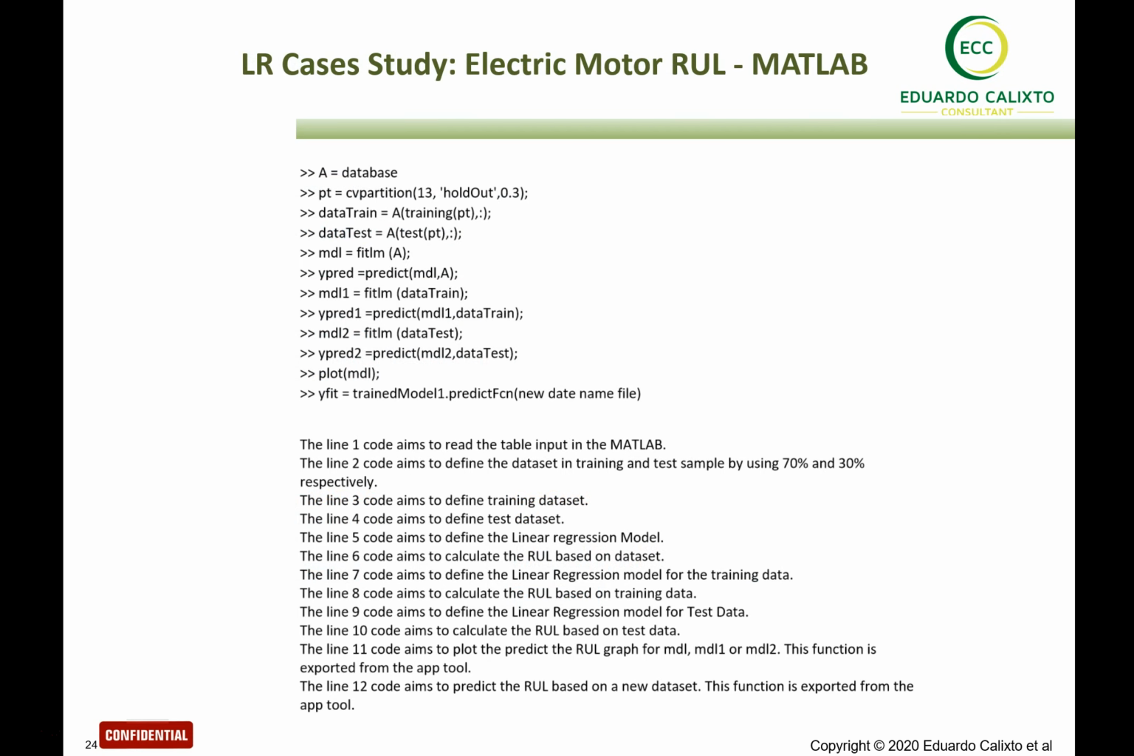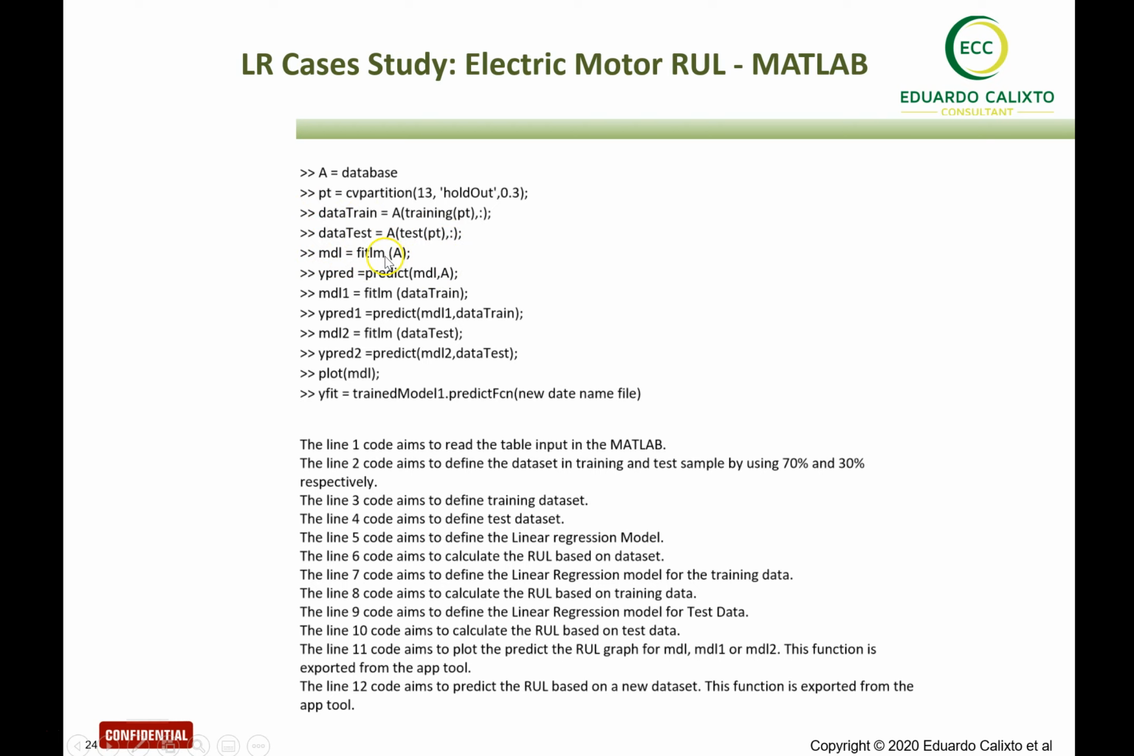So the code is similar to what we had before. We need to input a database, and in this database we have a matrix called A that will read this database. Then, in the second command, we need to split our data into 70% for training data and 30% for test data. Then we need to define the data training matrix and the data test matrix. Then we need to train the model.